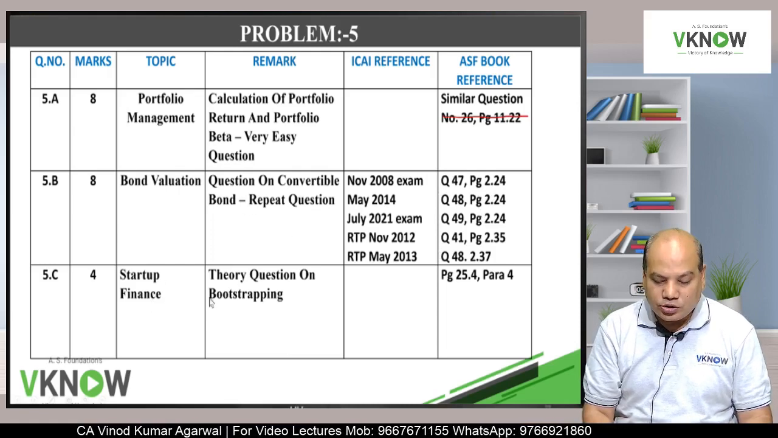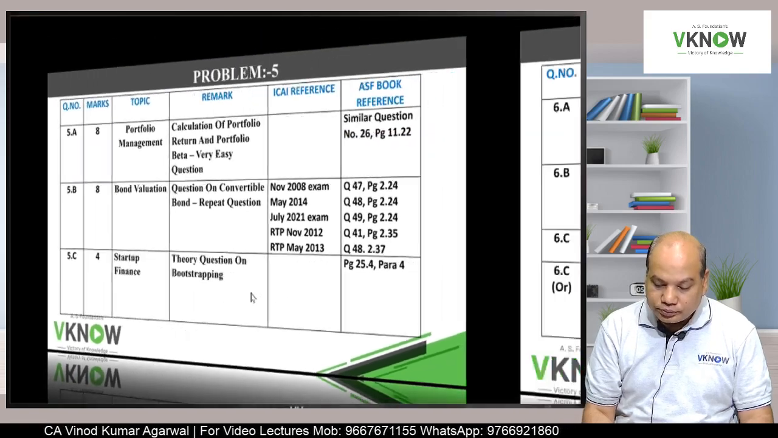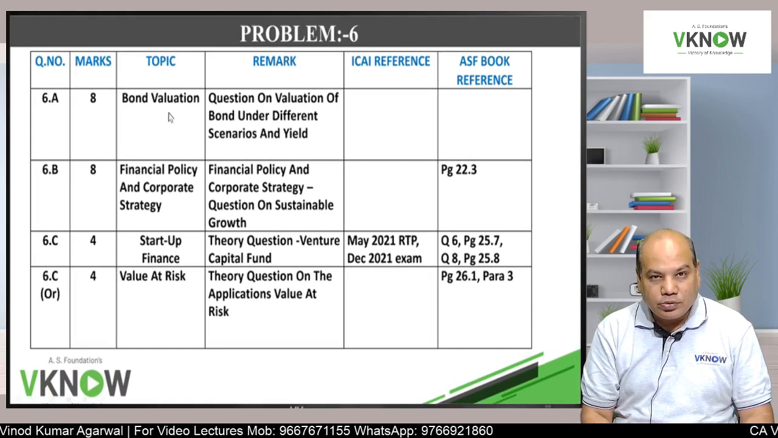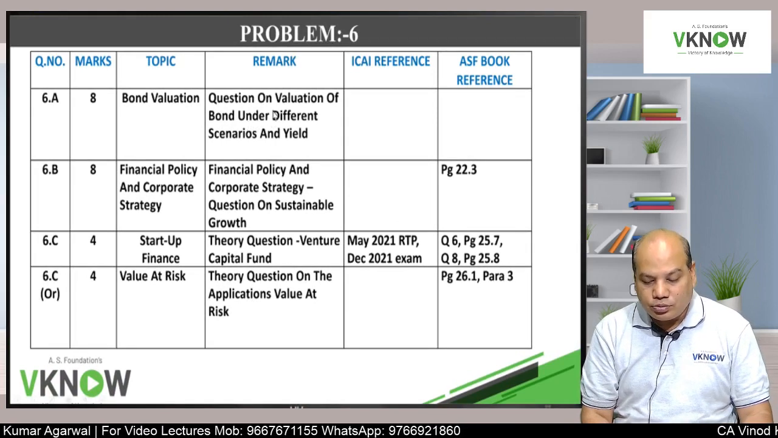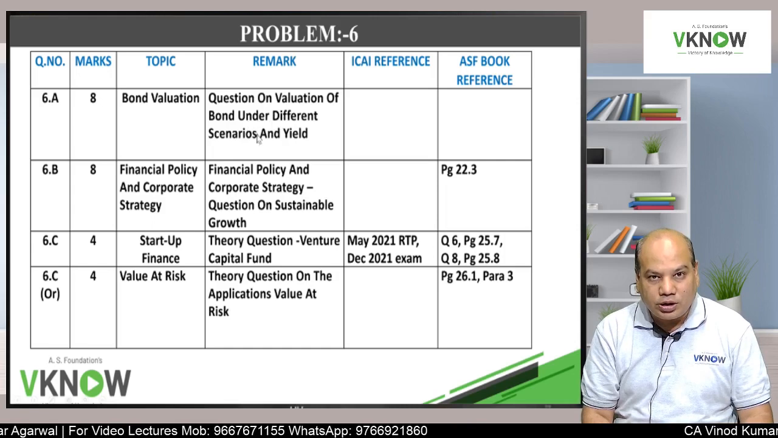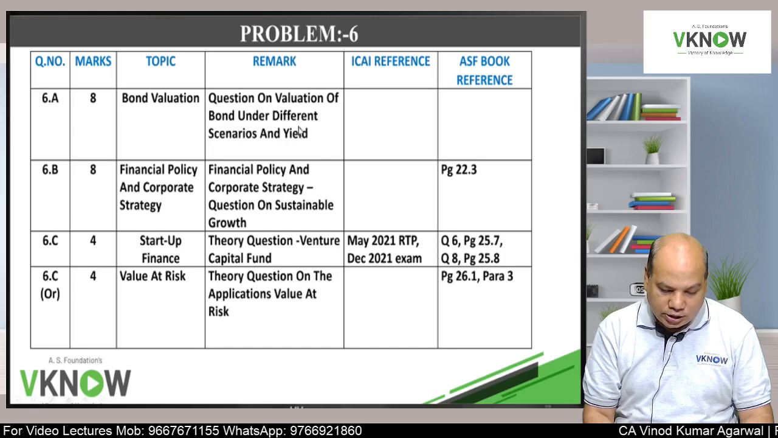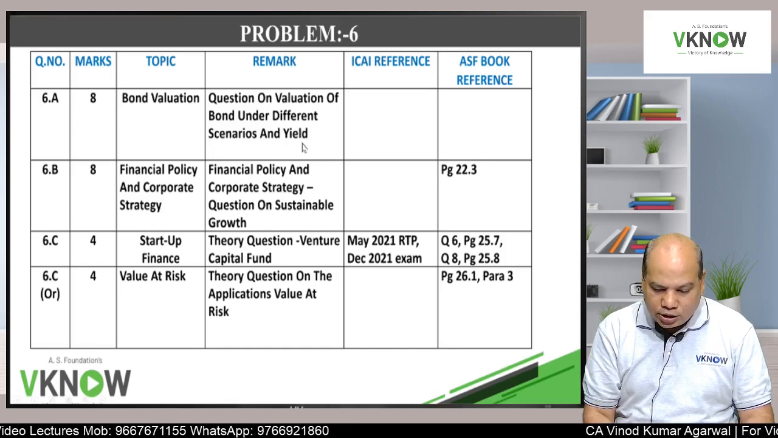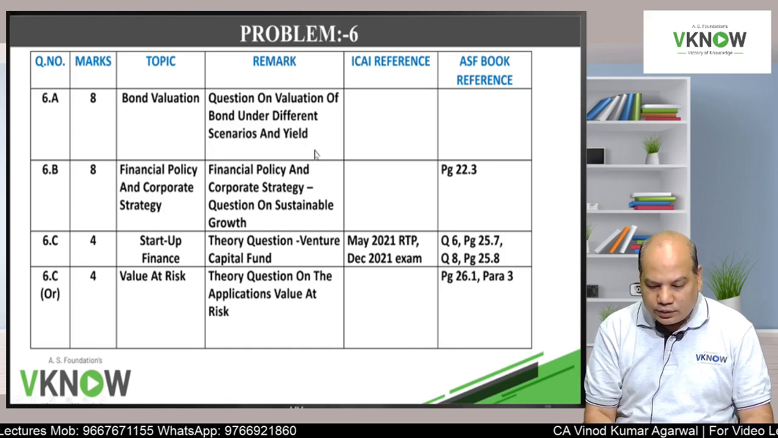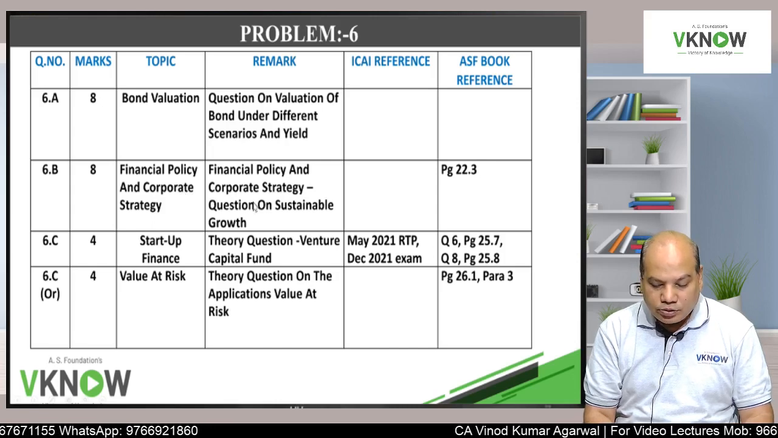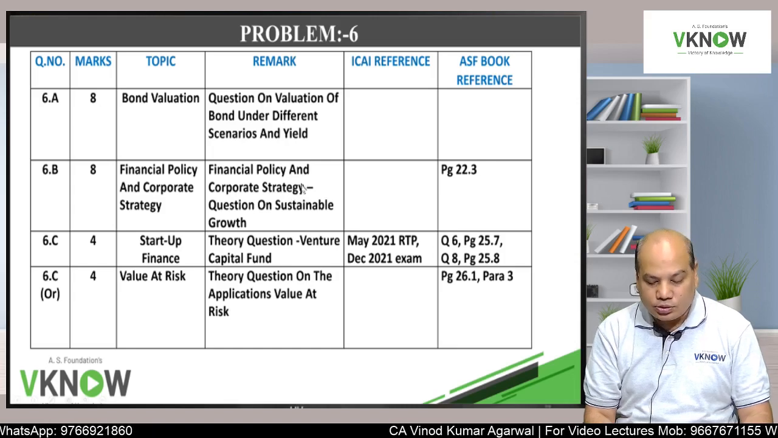5C, theory question on startup finance, bootstrapping. Question 6A was on bond valuation. A very easy question where you have to find out the value of the bond under different yield scenarios and also calculate the yield. This question was slightly new, but it was very easy, you can solve it. Then question number 6B was theory plus numerical on sustainable growth. So by using the growth model, you can solve this question.